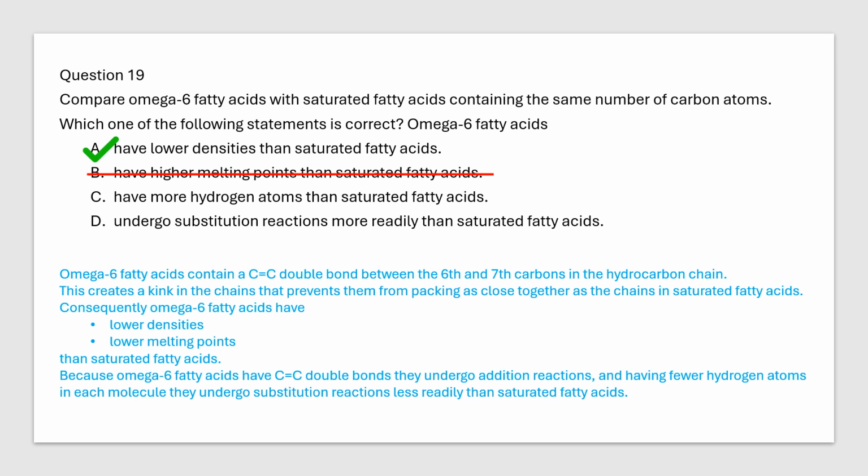Unsaturated fatty acids have fewer hydrogen atoms than saturated fatty acids. So, C is eliminated. Unsaturated fatty acids have fewer hydrogen atoms than saturated fatty acids, so omega-6 fatty acids undergo substitution reactions less readily than saturated fatty acids. So, D is eliminated.